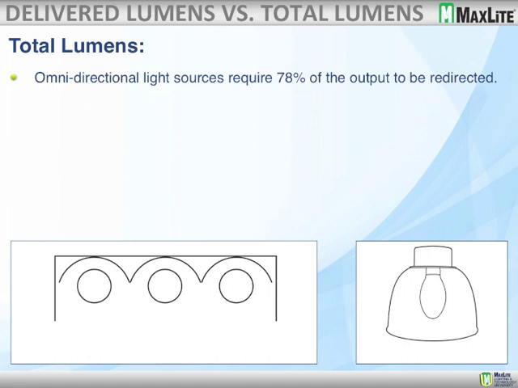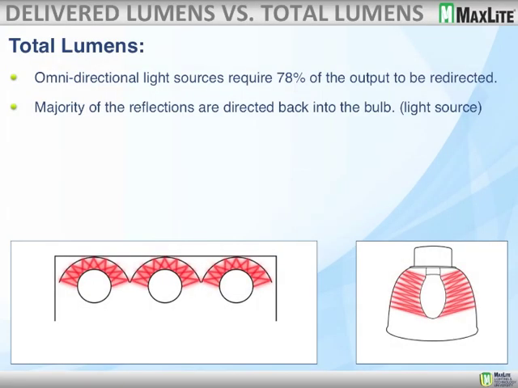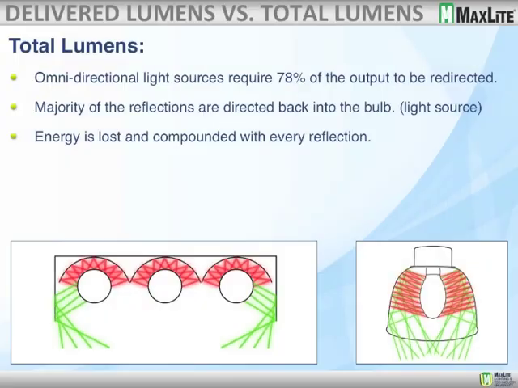Now, when we say that 80% of the light needs to be redirected, what we mean is that the majority of the reflections are directed back into the bulb or the light source. This is just inherent with these technologies, whether they be tubular linear fluorescent or an HID lamp in a high bay fixture. Energy is lost and compounded with every reflection. I think you know that every time you bend light, reflect light, split light, it loses a little bit.